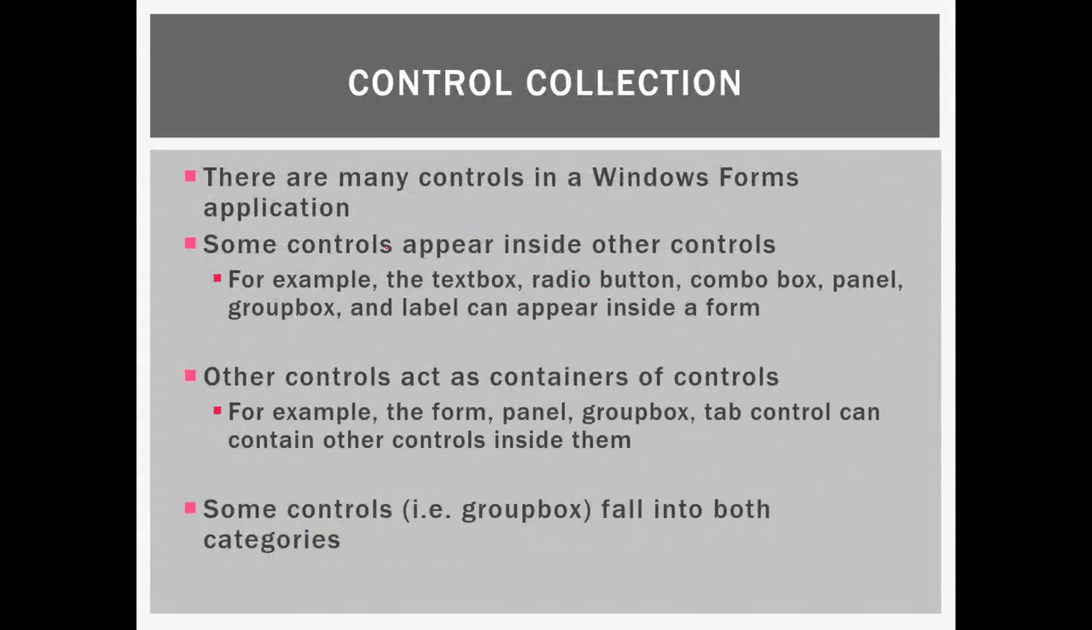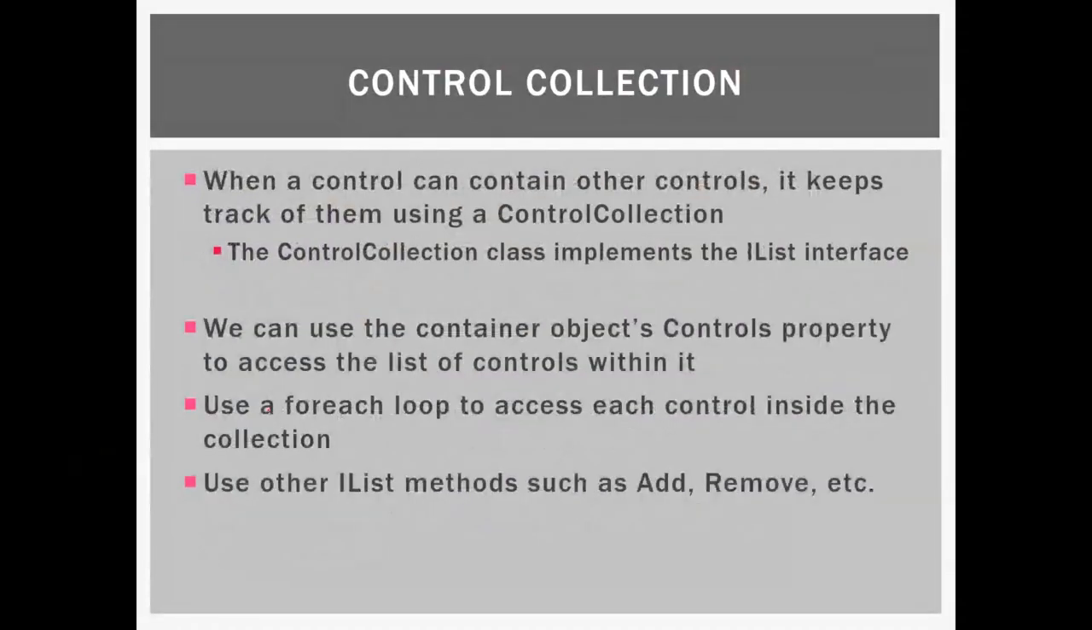The controls collection is a collection that's part of the form. So if you go to form.controls, it will give you a collection of all of the objects on the form. Some objects are containers and some objects are not containers. So things like form, panel, group box, tab control, they could be on a form and they also could have other objects in them. So this is like a nested collection. The type of object is called control collection, but really it's just another IList.